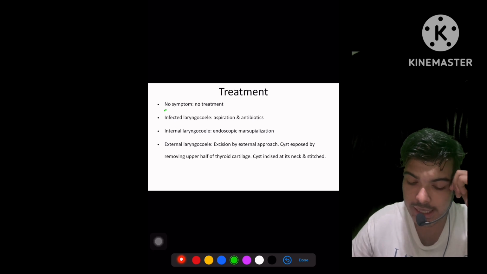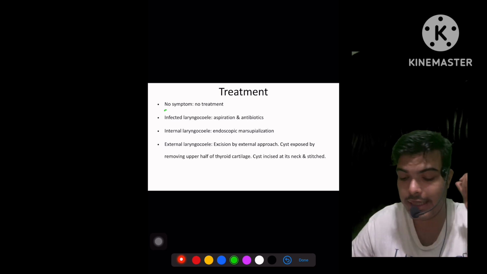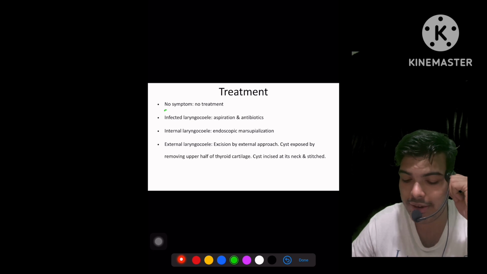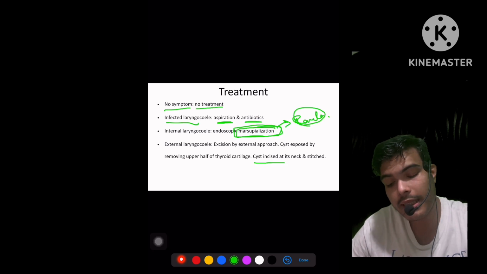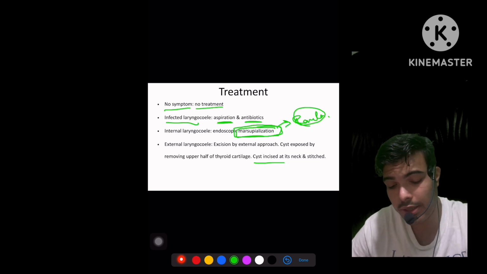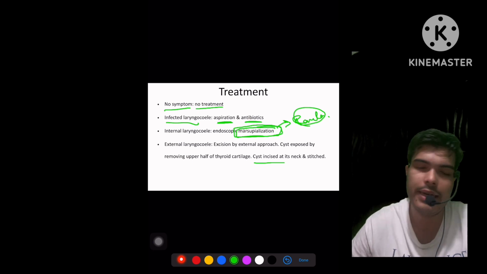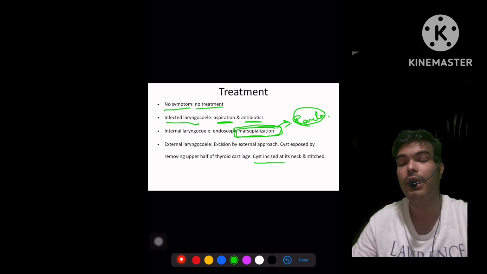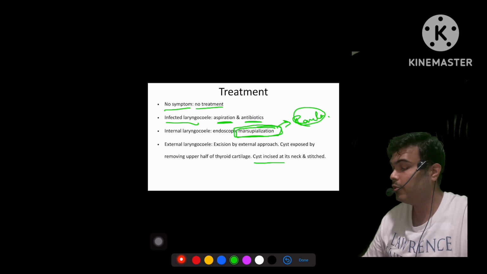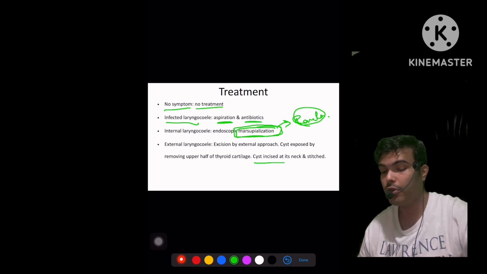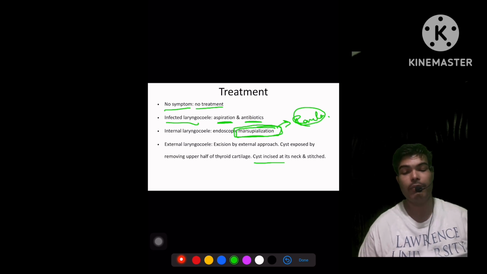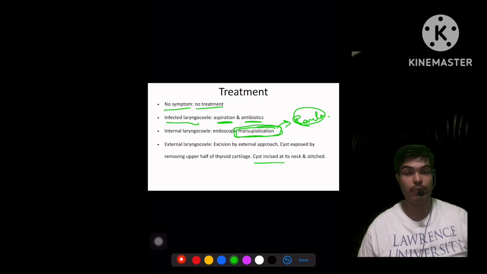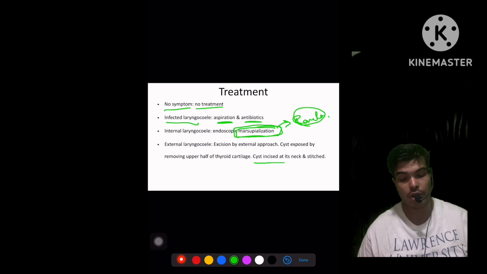For external laryngocele, excision by external approach, the cyst is exposed by removing the upper half of the thyroid cartilage. The cyst is identified inside, its neck is ligated and it is stitched. Of course you need to remember that hypopharyngeal pouch I have discussed, and laryngocele also I have discussed now. The most important thing whenever it comes to laryngocele, you should not forget trumpet blowers. Number one, you should not forget. Next topic, which is more common in glass blowers. Okay, next, what should you not forget?